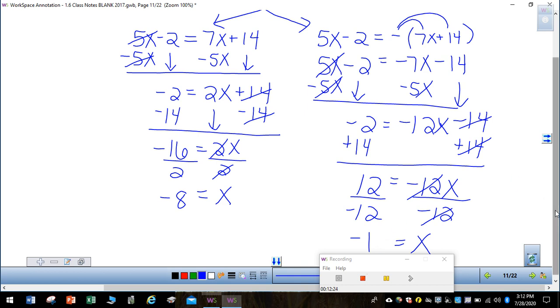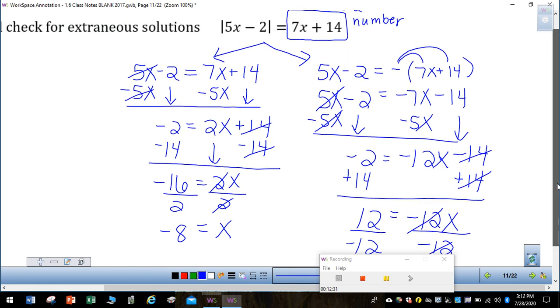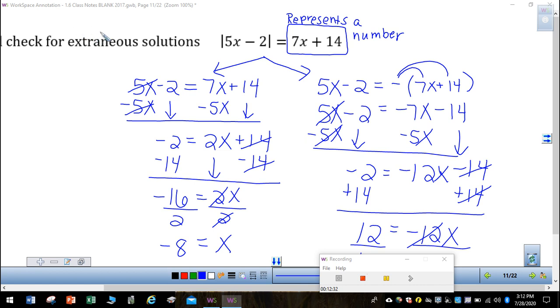Now you may have noticed this time around I said these are possible solutions. Another thing you may have noticed in the directions that I did not mention earlier is that the problem tells us to check for extraneous solutions. An extraneous solution sometimes occurs in algebra. It's a solution that is a result of doing the algebraic steps, but it does not actually make the equation true. So it's not actually a real solution. We're going to have to throw it out.